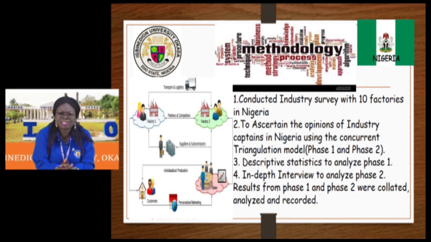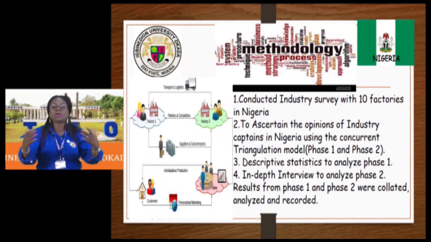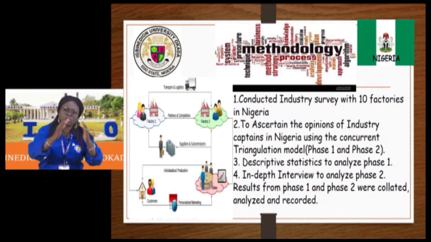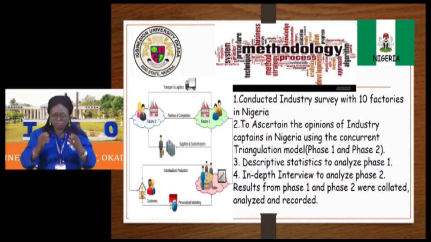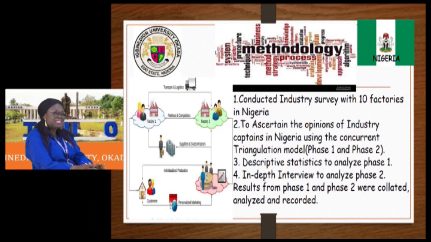These materials and methods were set up to conduct an industry survey with 10 factories in Nigeria to ascertain the opinion of industry captains using a model called the concurrent triangulation design. The concurrent triangulation design had to do with having survey questions, distributing the survey questions, and using descriptive statistics to analyze them. It has a phase one and a phase two.